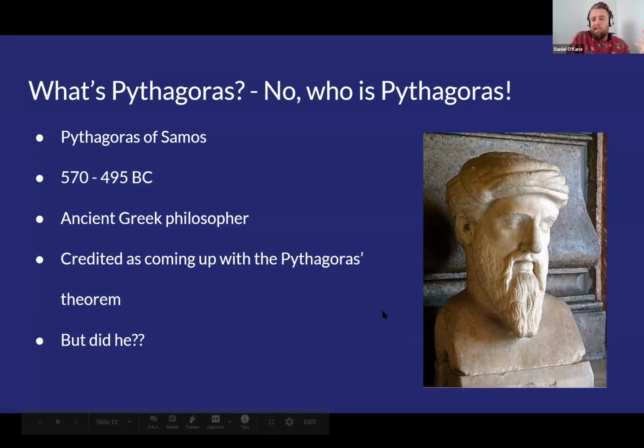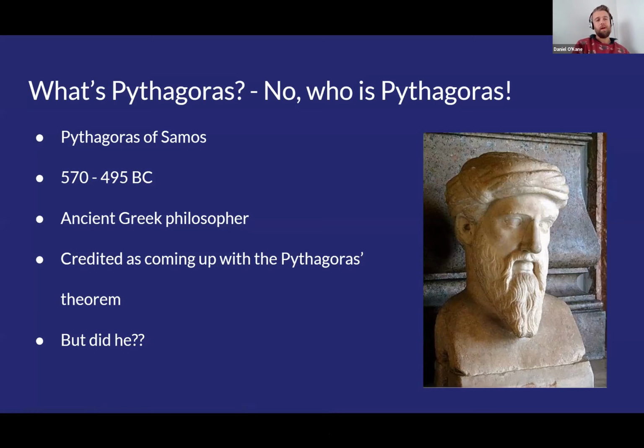So what's Pythagoras? Well, more appropriately, who is Pythagoras? Pythagoras of Samos was an ancient Greek philosopher. He lived approximately 570 to 495 BC, and he is credited as coming up with Pythagoras' theorem. But did he? Historians actually believe that Pythagoras was not the person who came up with the theorem. Previous civilizations like the Babylonians were proven to have been using it. Pythagoras, and possibly not even him but maybe his students, were the first to have that formula, but really only in the application sense. So Pythagoras didn't really come up with Pythagoras' theorem, but the man is credited.